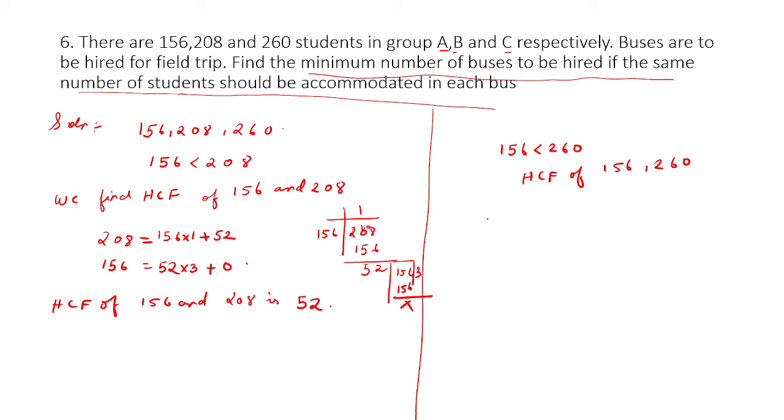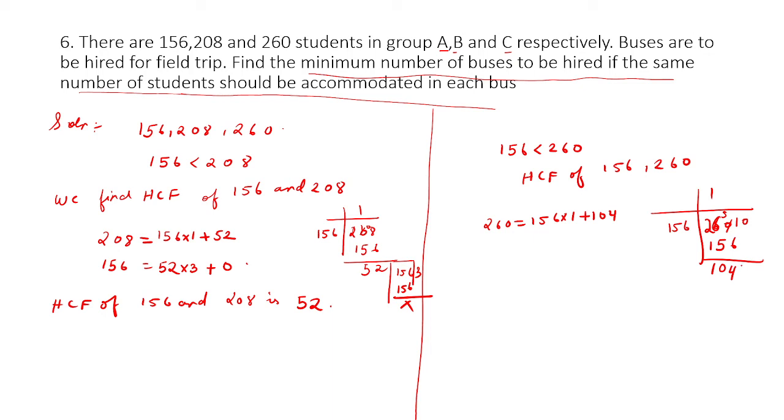Similarly, let's try to find it for this. 260 and 156. Now, 156 into 2 is 312. It's too high, so we'll go with 156 into 1. When you do this, you'll be left with 104. So 156 into 1 plus 104 gives you 260.